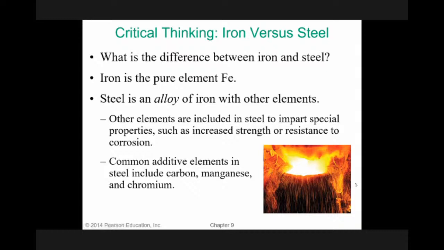Common additive elements in steel include carbon, manganese, chromium, and we also use molybdenum, which is not listed here. All right. So you got to put that in there in the iron. For manganese, we got cast iron, and we have steel and chromium. So those are all expensive stuff. These transition metals are very expensive.